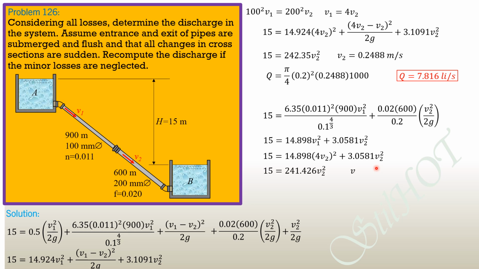So from here we can solve V sub 2, which is equal to 0.2493 meters per second, and the discharge Q prime is pi over 4 times 0.2 squared times 0.2493 times 1000. So it is expected to increase by a slight amount, 7.832 liters per second. So that's the reason why we can actually ignore minor losses.